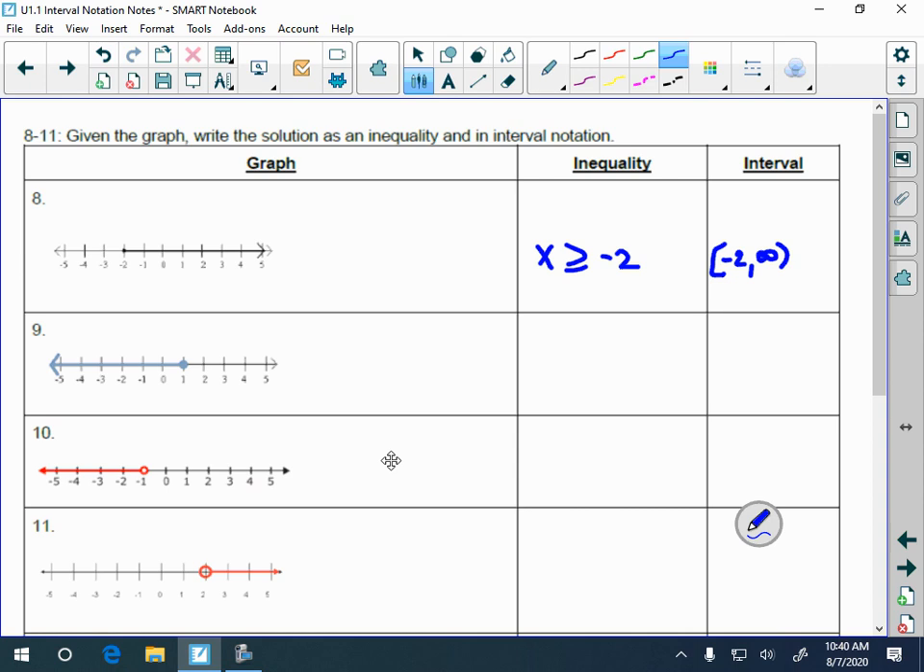All right, number 9. This says everything that's shaded to the left of positive 1. So the inequality is going to be x is less than or equal to 1. And then our interval notation, working left to right, negative infinity is going to come first, and then going to the right, positive 1 will come last, and then we've got to use a bracket.